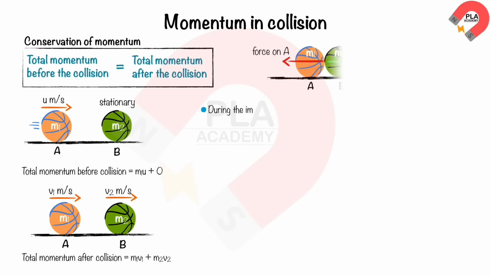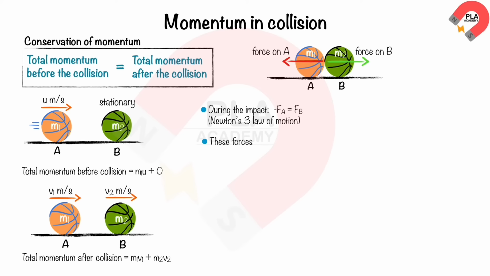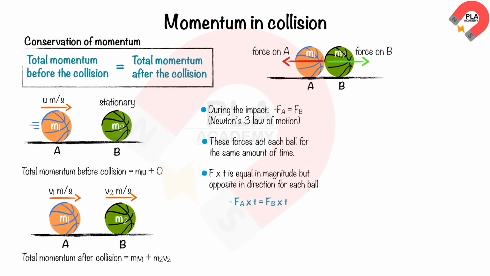During the impact, each ball exerts a force on the other, equal in size and opposite in direction. This is because of Newton's third law about action and reaction. These forces act on each ball for the same amount of time. This equates to F times t being equal in magnitude, but opposite in direction for each ball. Fa times t is the impulse on A. Fb times t is the impulse on B. The negative shows that both impulses are in opposite directions.